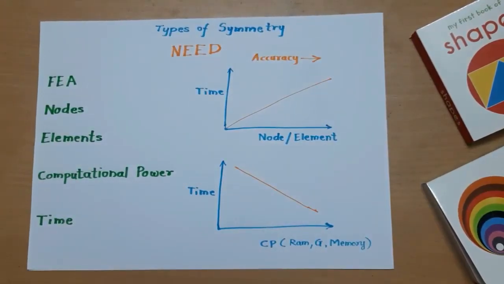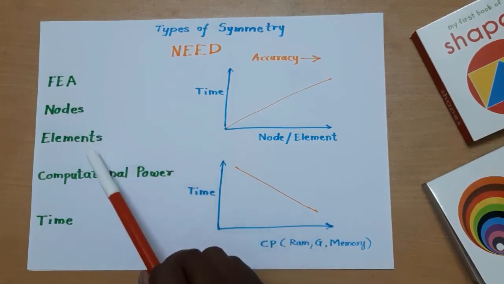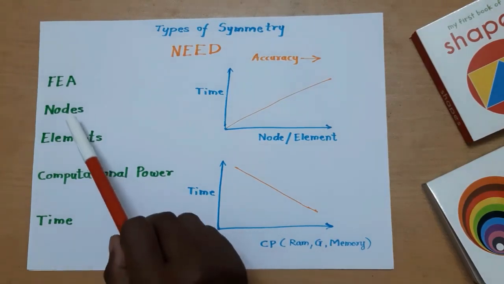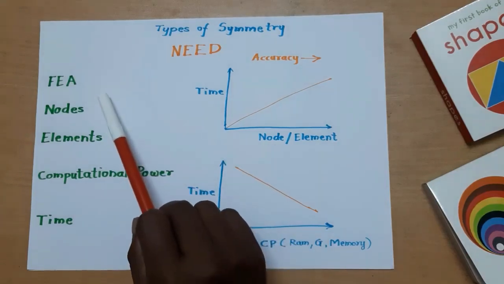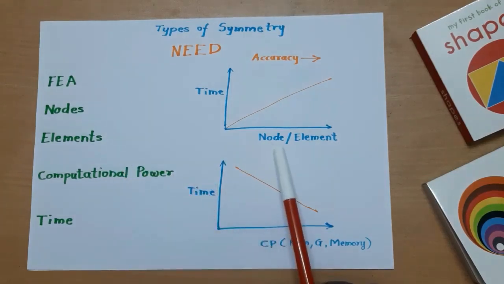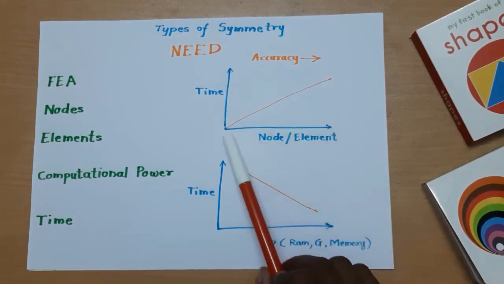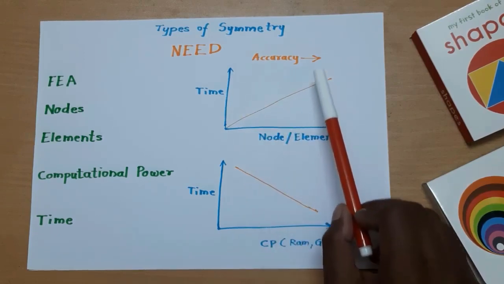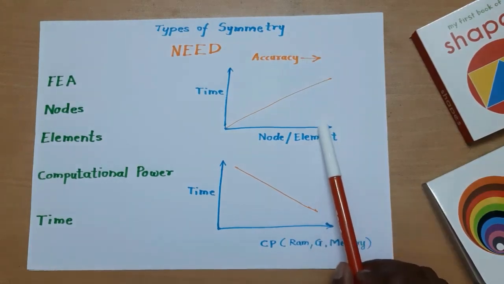So, types of symmetry and why it is needed. Basically in FEA, nodes and elements are the most important part. Let's put it on a graph. When the number of nodes or the number of elements in your project increases, it will increase the solving time. So as nodes increase, solving time will be more. But the accuracy is very good when the number of nodes is very high.